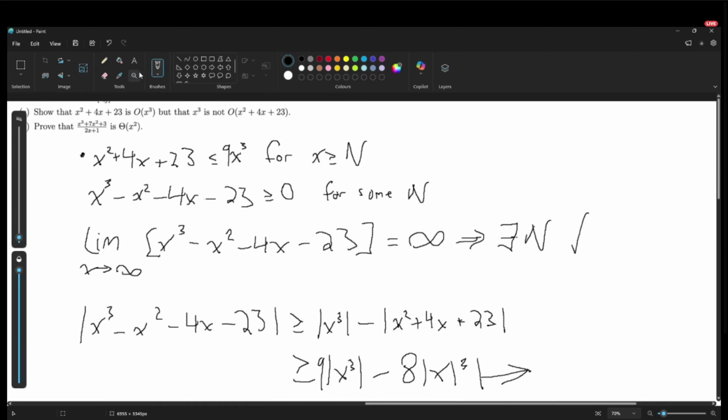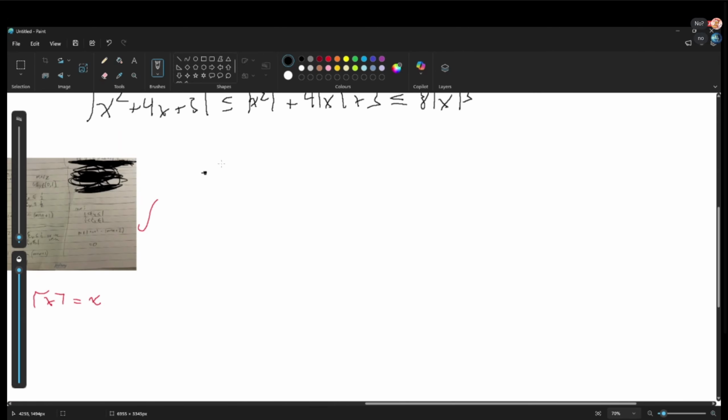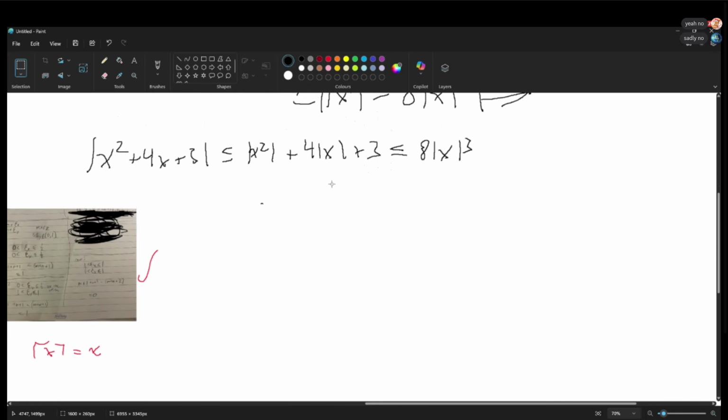So wait, did you guys cover the limit definition yet? I'm assuming you guys did, right? Okay, no? Okay, interesting. Like, if the limit of f over g of x goes to 0, then that means that f grows slower, so it's a big O of g of x. Oh shoot. Okay, you guys didn't do that. Okay, interesting. So that means that you guys have to use another way to prove it.